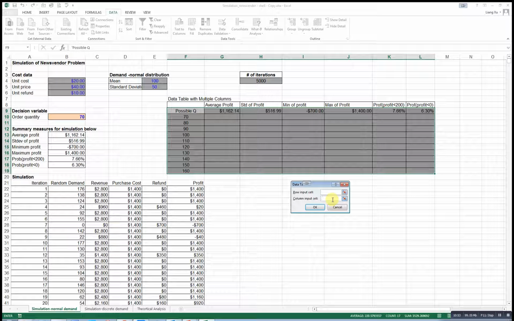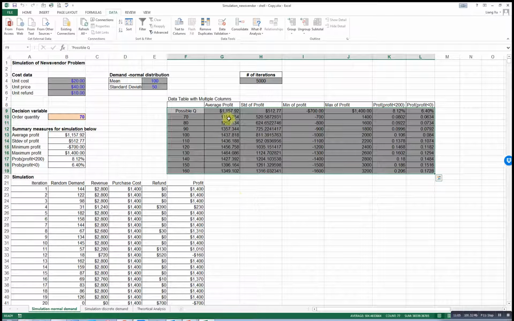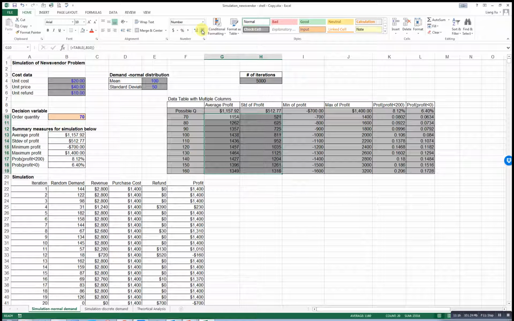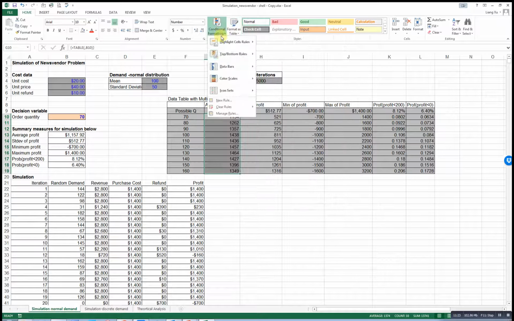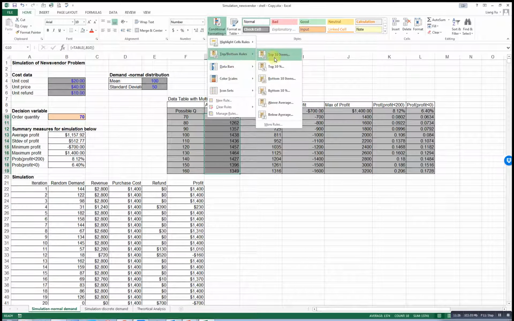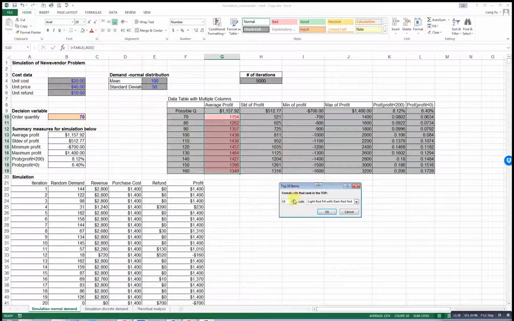And you can change the decimals if you don't want to look at that many decimal places. So this is the profit, and you can do a conditional format to highlight your result. For example, top one item. So this is your solution, because if you look at the average profit, okay, you want to maximize the expected profit, then this is the order quantity you should order, because that will give you the highest profit.